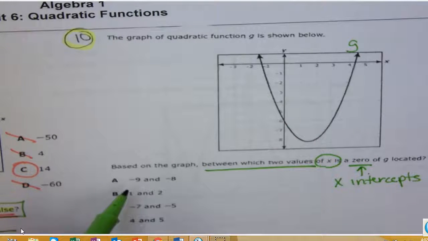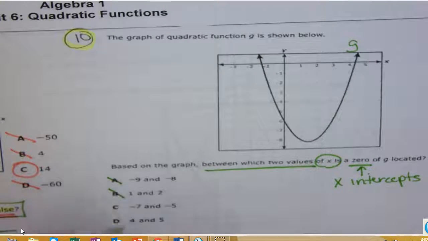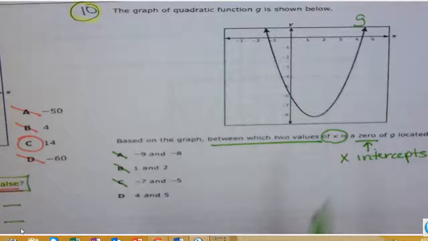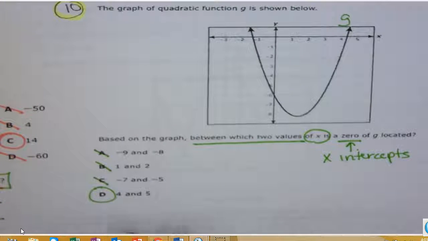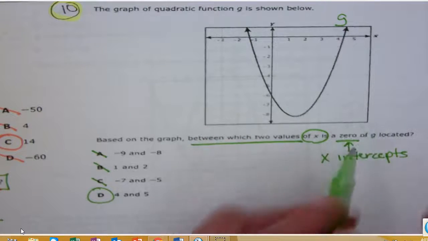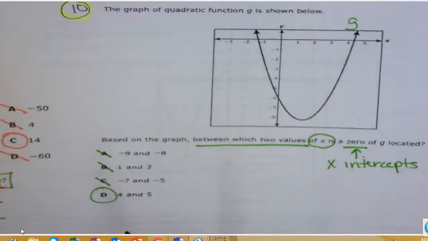So between which two values? Is it between negative 9 and 8? No. Is it between 1 and 2? No. Is it between negative 7 and negative 5? No. Is it between 4 and 5? Yes. So really, a lot of these questions are judging your vocabulary and whether or not you know what they're talking about. Moving on.